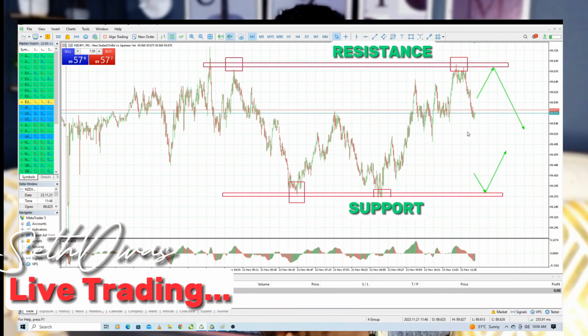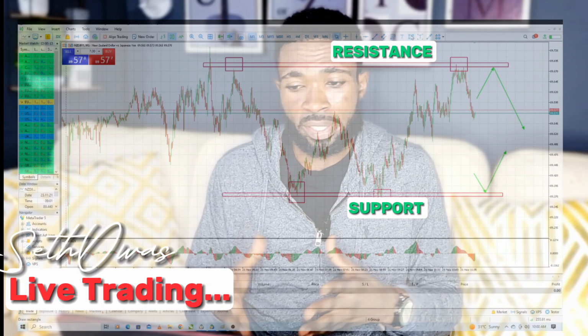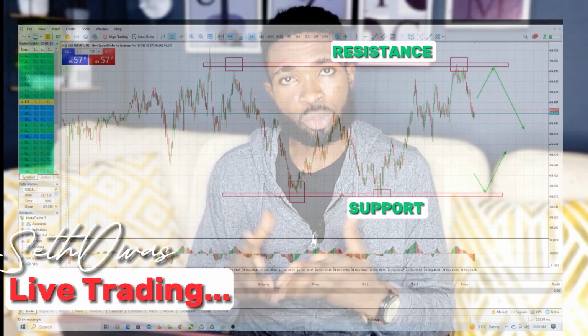So if the market goes up and hits the upper resistance, then I'm going to take the trade at the resistance zone. But if the market comes down and hits the lower support, then I'm going to take the trade at the lower support zone. So this is how you have to mark your chart before you begin trading, because doing this will make your chart very clear and very interesting to trade.